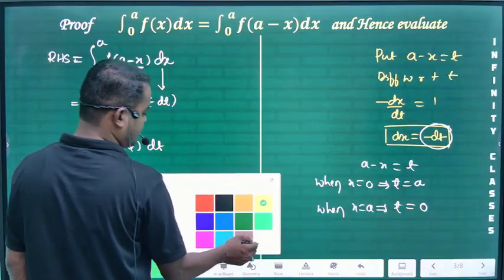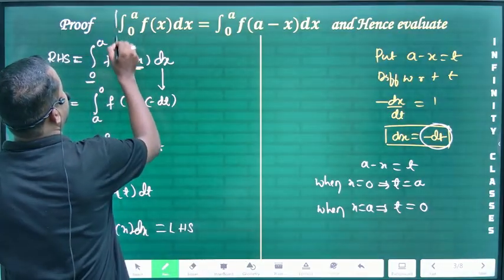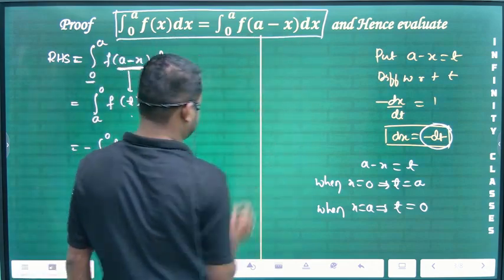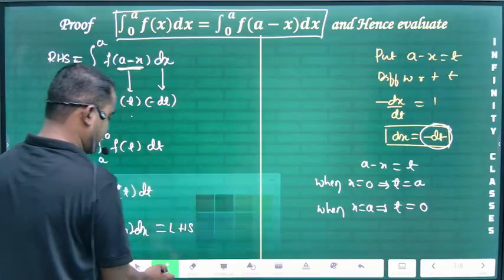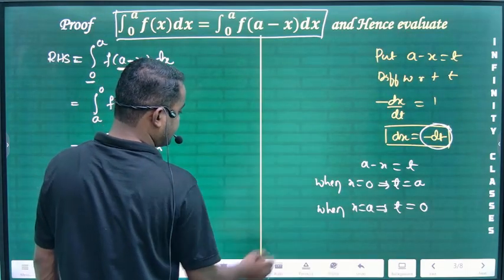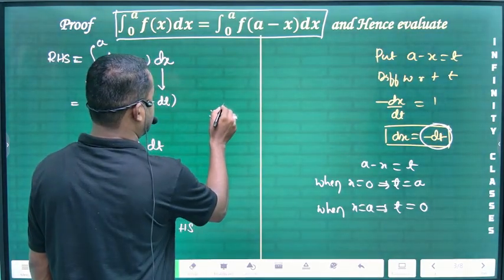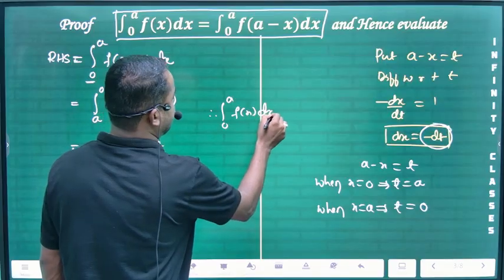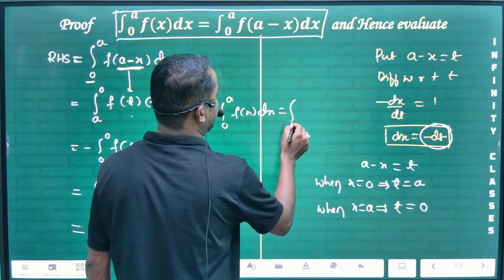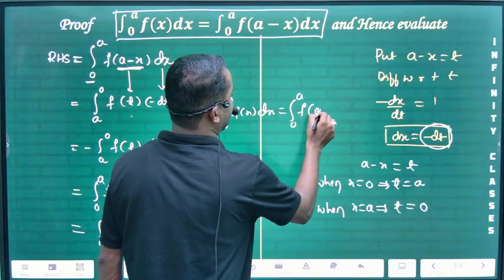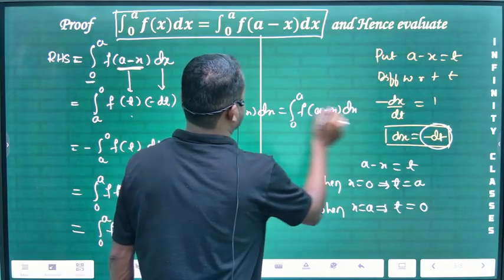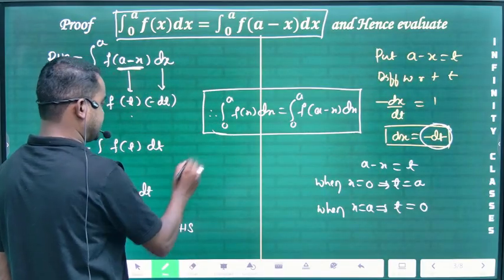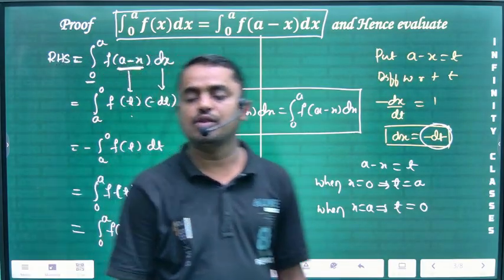Therefore, integration of 0 to a f of x dx is equal to integration of 0 to a f of a minus x dx. Hence the proof. This is the proof of the property. After this step, we have to prove it in this manner.